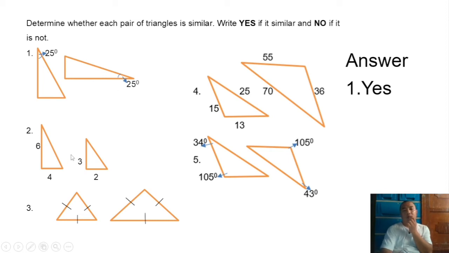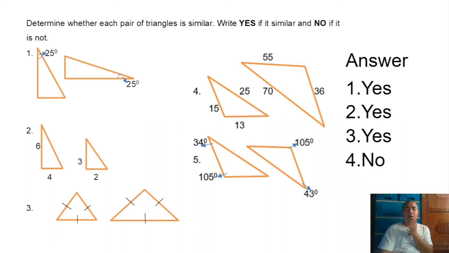How about number 2? Yes, again, they are similar by the SAS similarity theorem. Side, angle, side. Because that is 90 degrees. How about number 3? Are they similar? Yes, by the SSS similarity theorem. Corresponding sides are proportional. How about number 4? No, I think the sides are not proportional. How about number 5? No also, because the angles are not congruent. Only one pair of angles is congruent.